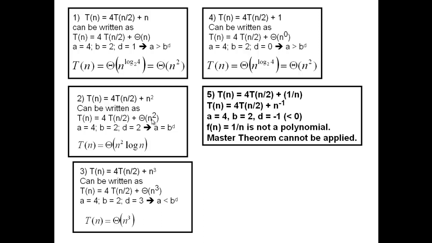Now if you see the first and second recurrence, you notice that the first term is the same in both. It's only the second term that's different, which is the time complexity f of n to combine the solutions. In the first case it is n, the second case it is n square. So if the time complexity to combine the solution increases, the overall time complexity also increases from n square to n square log n.